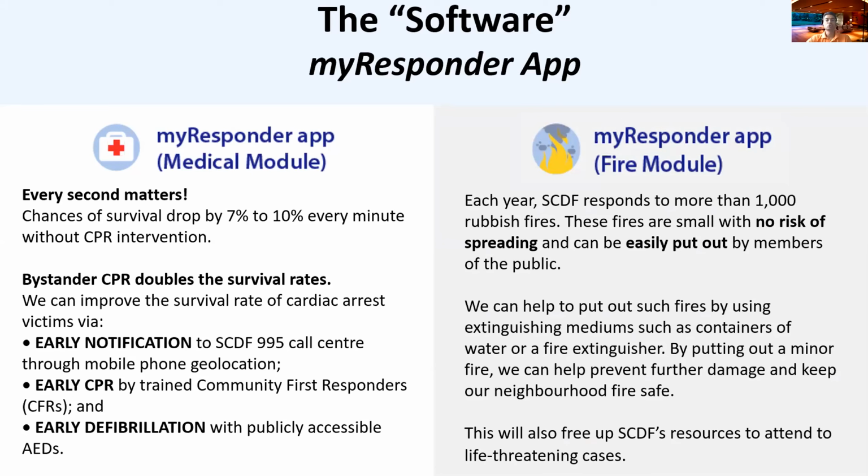If the fire is too big for the CFR to put out, then the ops centers will dispatch our appliances accordingly. There is also a camera function which you saw in the video. You can always take a picture and submit those photos and videos when you sight fire cases, as well as for fire safety feedback. So these are the two main modules.